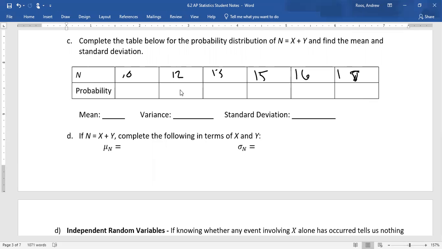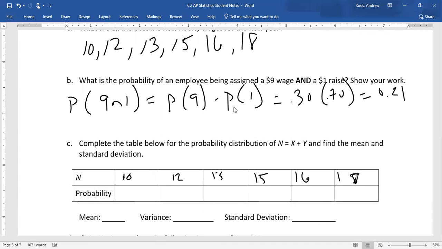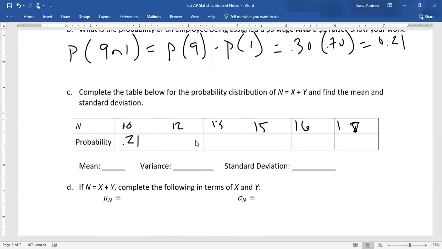Okay, so to get the probabilities, like the probability of getting a 10, would be what we calculated here in part B, because this would be a $9 wage and a $1 raise. So that would be the $10. So that would be the N. So that would be the 0.21. Okay, so that's how you'd have to go through this chart to fill in the missing probabilities.